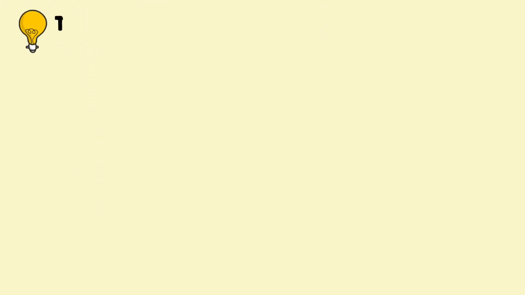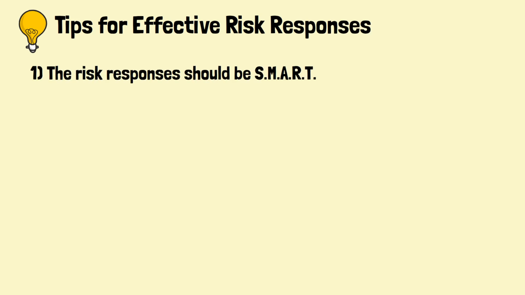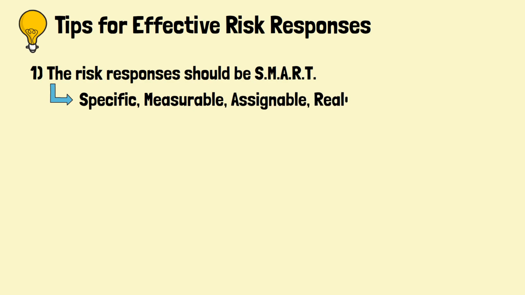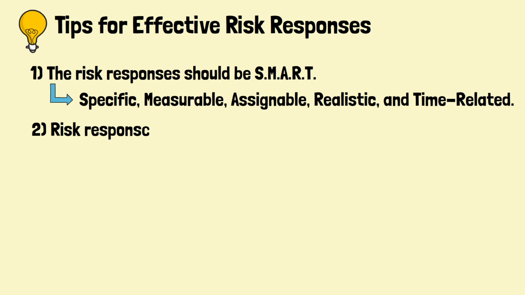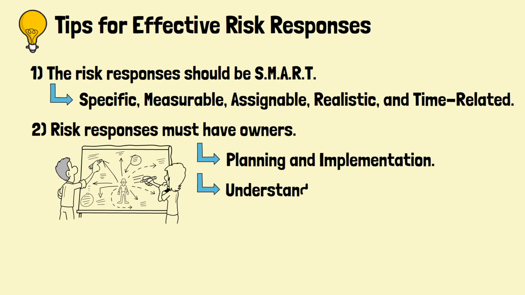In order to plan and implement an effective risk response, the response plan should be SMART, which stands for specific, measurable, assignable, realistic, and time-related. Also, each and every one of the risk responses should have an owner. The owner is accountable for planning and executing the responses. He or she must have good understanding of the risk attributes.